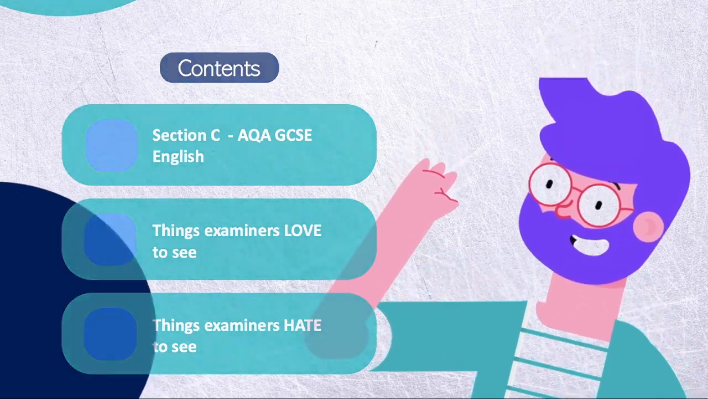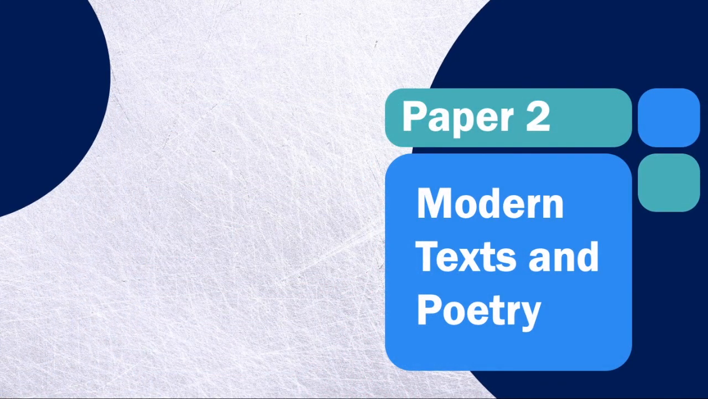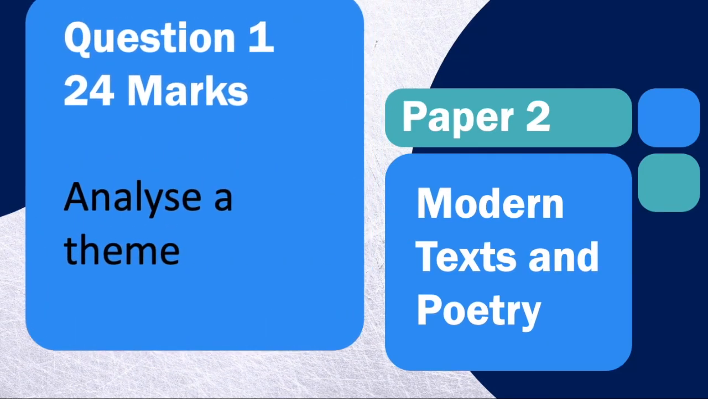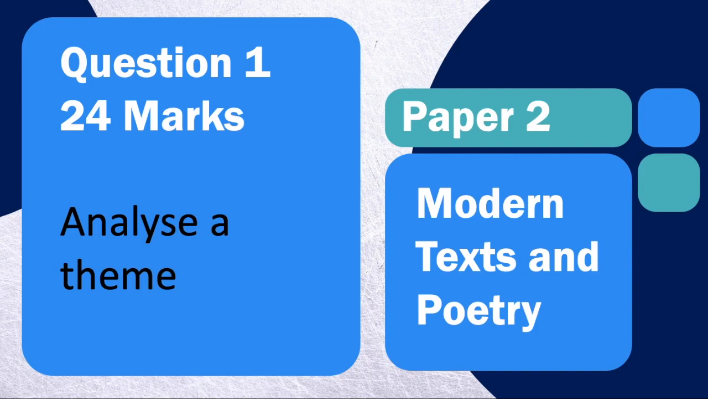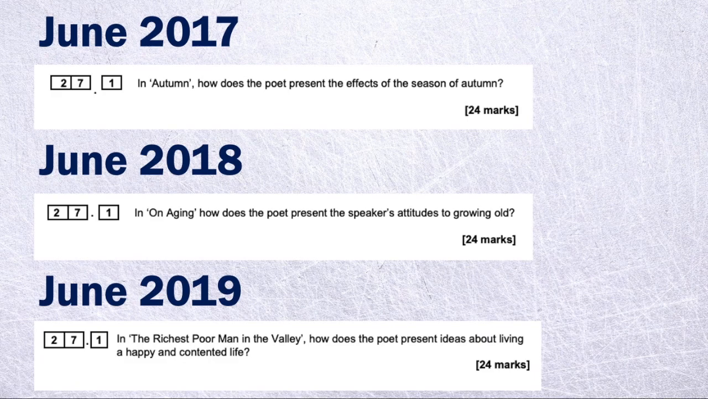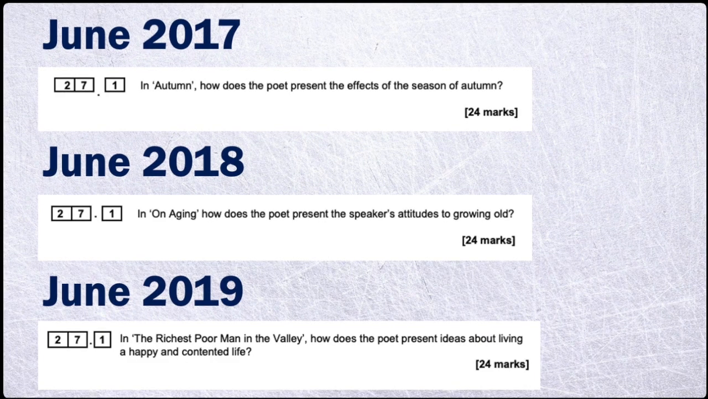Let's get into it. So for AQA Unseen Poetry, this is going to appear in your paper 2. Paper 2 is titled Modern Texts and Poetry. In this paper, there are basically 2 questions to do with unseen poetry. The first question will be worth 24 marks, and the question is all about analysing a specific theme for an unknown poem. So as you can see on the screen, I've put some examples from June 2017, 2018 and 2019 to give you a brief example of what type of questions can come up.